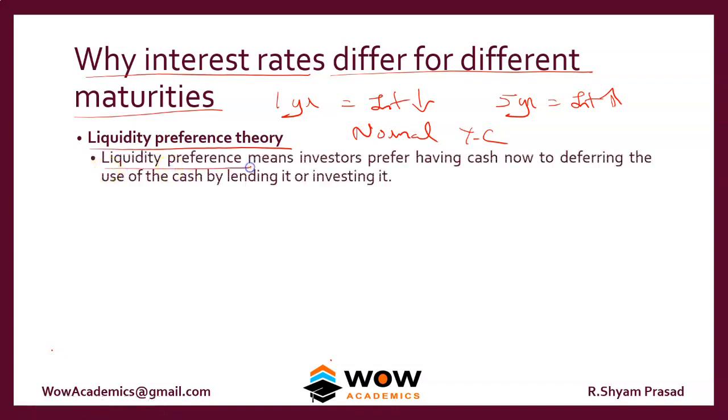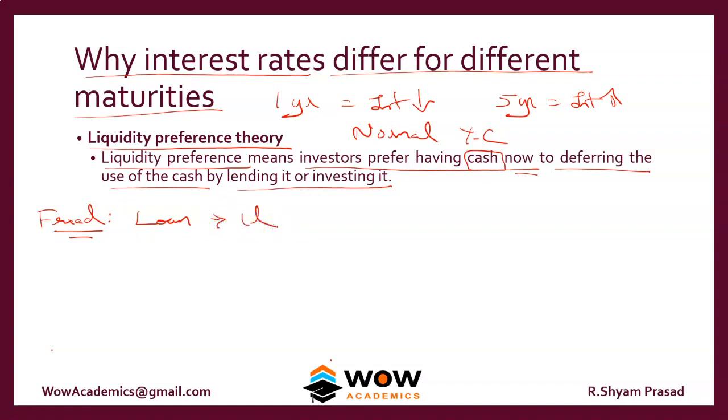The liquidity preference means investors prefer having cash now to deferring the use of cash by lending it or investing it. We can explain this through an example. For example, your friend asks you for a loan of 1 lakh, and this 1 lakh is for 1 month. Now, will you charge him any interest? The answer is no. It's a very short period.